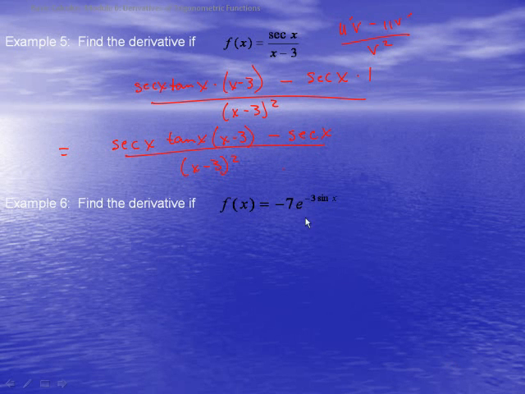In this one, we need to remember that the derivative of e to the x is e to the x. So f prime of x for this one would be equal to minus 7 e to the negative 3 sine x times the derivative of negative 3 sine x, which is what's inside, which will give us negative 3 cosine x. Okay, and then we're going to put the negative 3 and the negative 7 together and get 21 cosine x e to the negative 3 sine x.